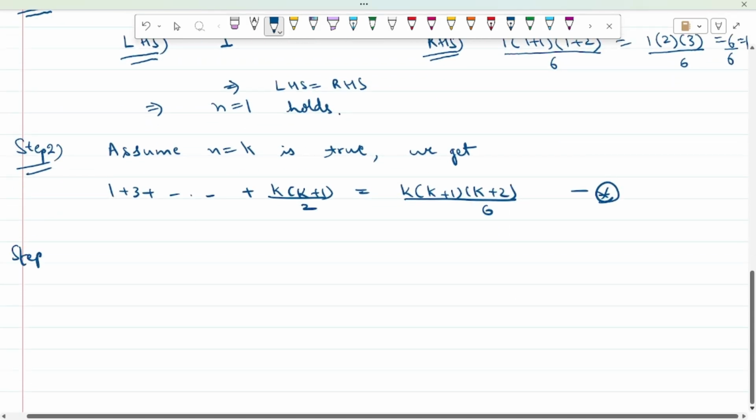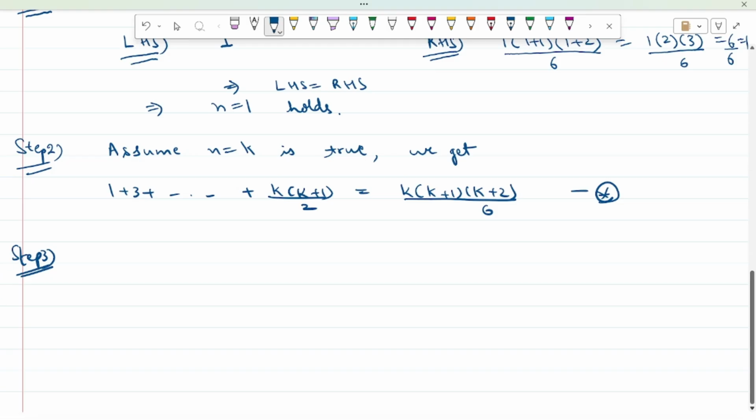Step 3. First of all, in step 3, it's a proof question. We are proving it, so the steps matter. The way we write matters. So first we'll declare what we are heading towards. So to prove n is equal to k plus 1 is true.